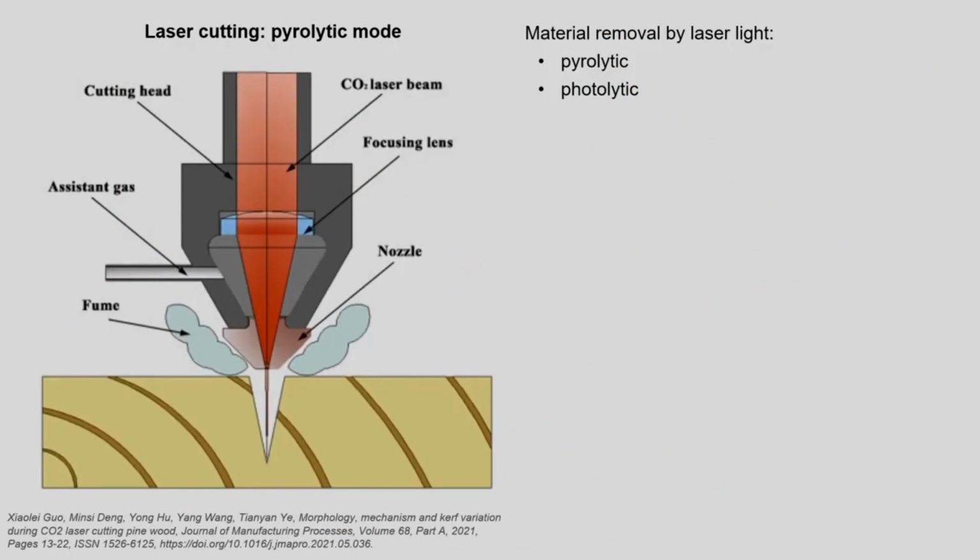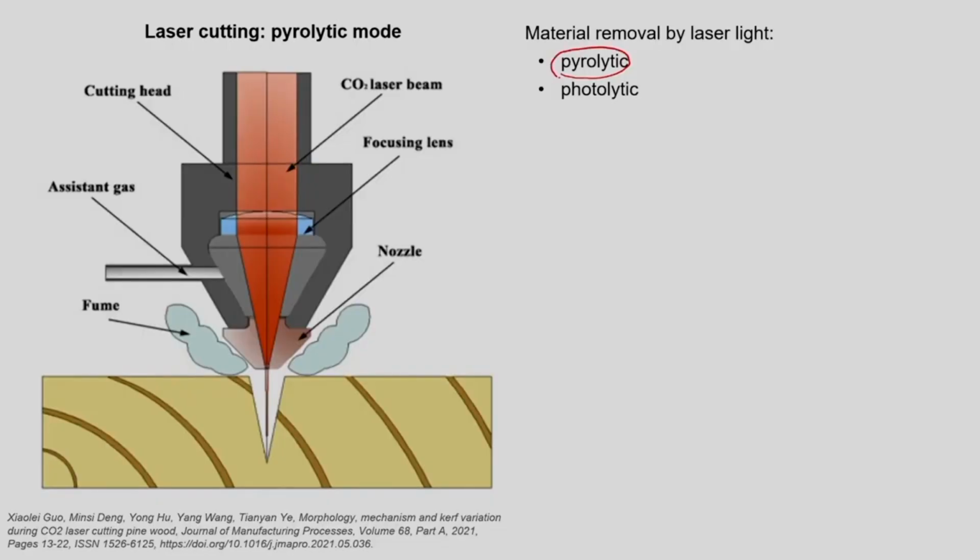Now, let us see how laser cutting is carried out. There are basically two ways in which laser cutting is carried out. The first method is called the pyrolytic process or pyrolytic method, and the second one is called the photolytic method. Let us see what is the meaning of the pyrolytic method and the photolytic method in the context of laser cutting.